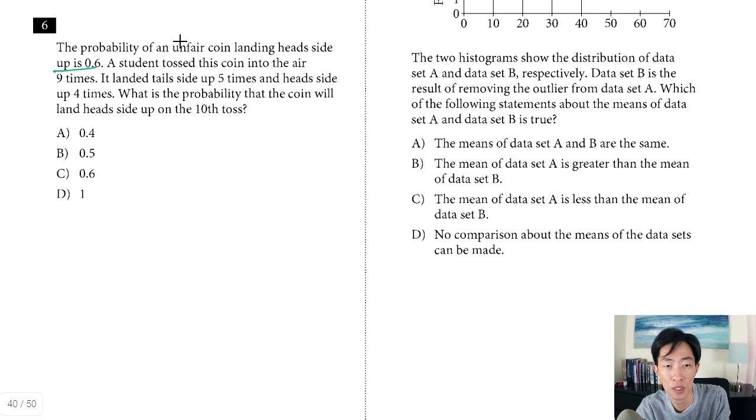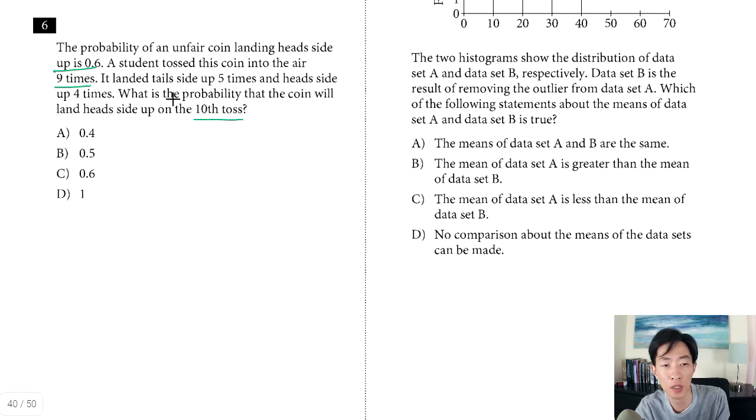So obviously the coin is unfair because normally it should be 0.5, even on both sides. A student tossed this coin into the air 9 times. It landed on tail side up 5 times and head side up 4 times. What is the probability that the coin will land head side up on the 10th toss?